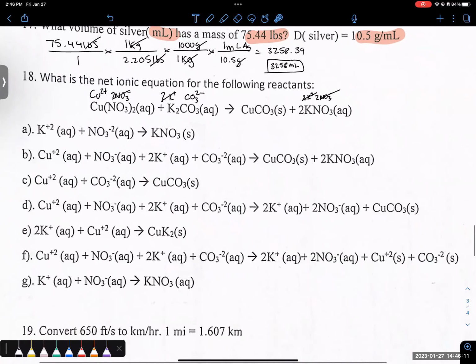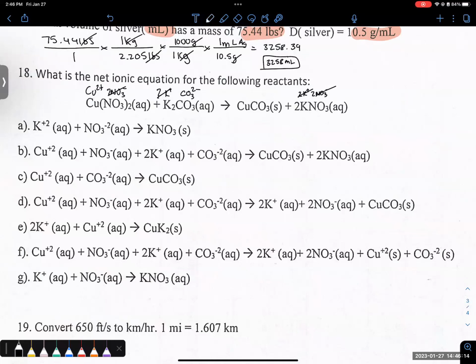So by process of elimination, and if you got this part, then you should be able to just figure out what the last one is. So anything with K, just cross it out. Anything with nitrate, cross it out. So K, nitrate, that one looks good. Nitrate, K, nitrate, K, C.